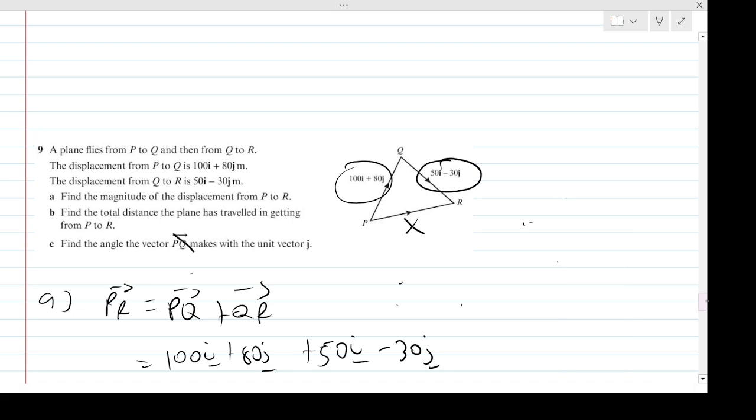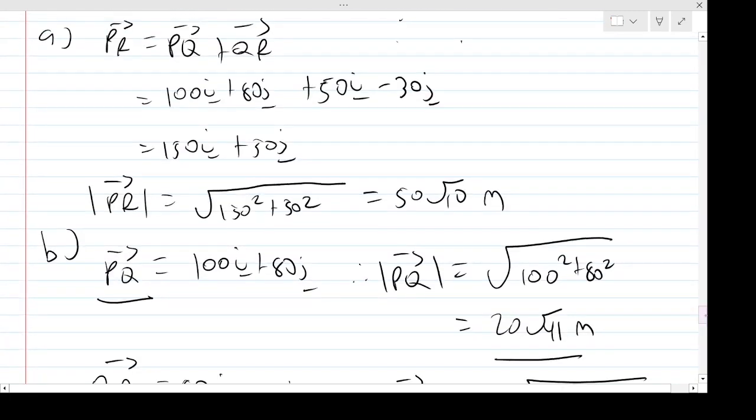Actually, the textbook's wrong there, because I looked at the answers after I did PQ and found that they meant PR, P to R. So the vector PR makes with the unit vector j, not PQ. So P to R is what they're after. Textbook has silly mistakes, but anyway, we have PR, which we found in part A. So PR is 150i and 50j.